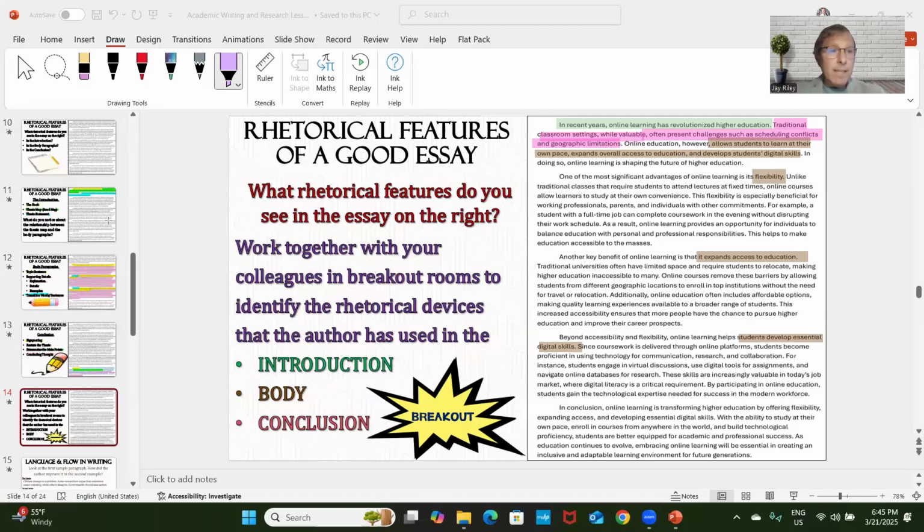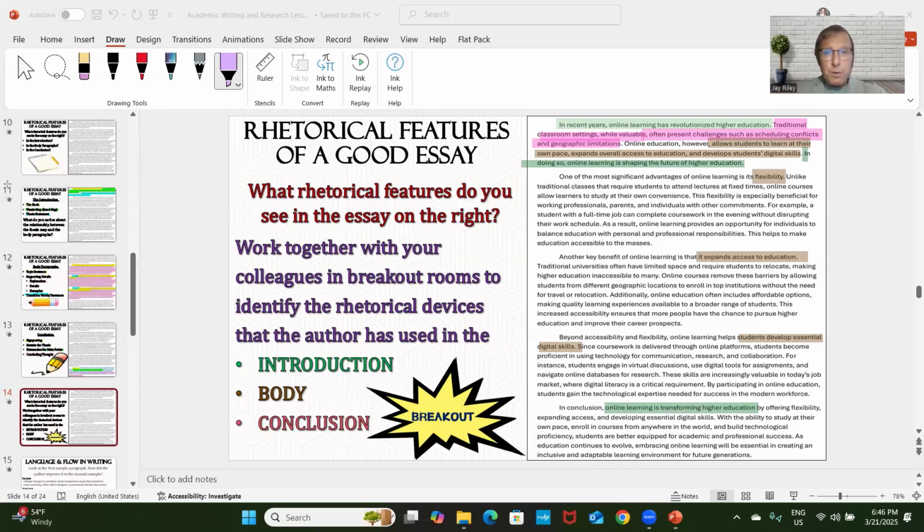And finally, I have got my thesis statement here, which is, in doing so, online learning is shaping the future of higher education. Now, if I go back down here to my conclusion, is transforming higher education. I've got that thesis statement right there, and I've got it restated in my conclusion. I might change this word. Instead of shaping, I might say reshaping. Transforming is changing, so I might say reshaping.